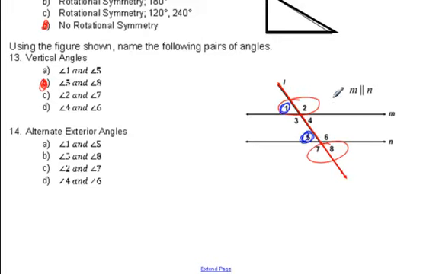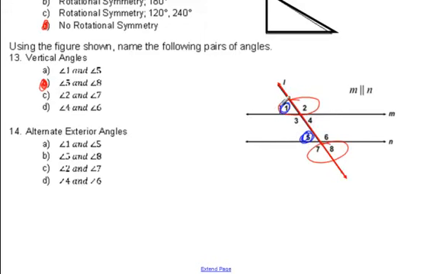Yes. No, because the 5 isn't over here. Remember, alternate means that they have to go across the transversal. No, and exterior means that they're on the outside of this. Here's my parallel line. So here's the inside. There's the outside, or exterior.